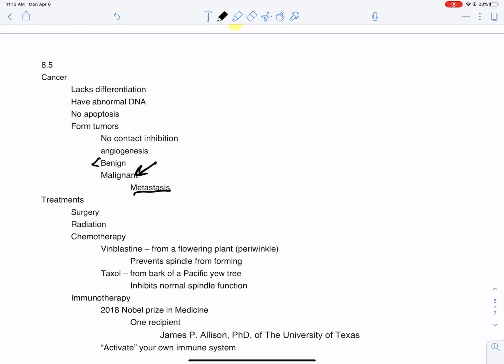We also took a look at metastasis. That's when that malignant cancer is going throughout the body. It's being transported through your lymphatic system, or it could be your cardiovascular system, and going throughout the entire body or in different places in the body.